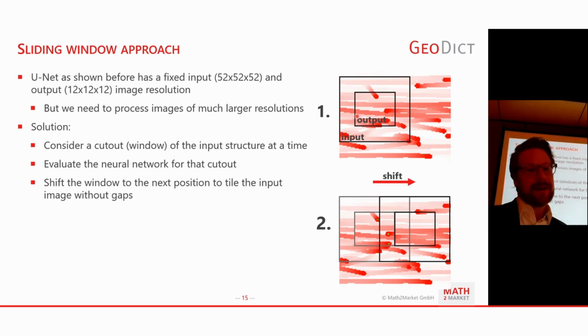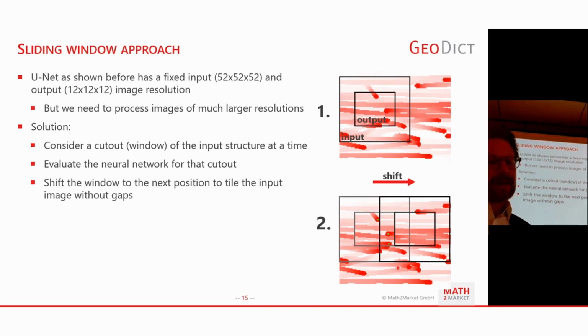But now in the next step, we can shift our input window and apply the same formulation again and obtain an output for the next output window. And of course, in order to cover the whole structure and to be efficient, the amount that we shift will be the width of this output window. So we shift it exactly by the width of this output window. So we get a perfect tiling of our structure, and we get a result for every voxel.